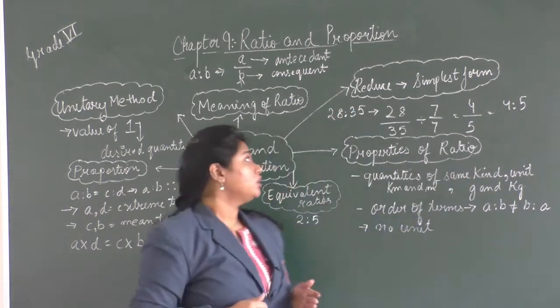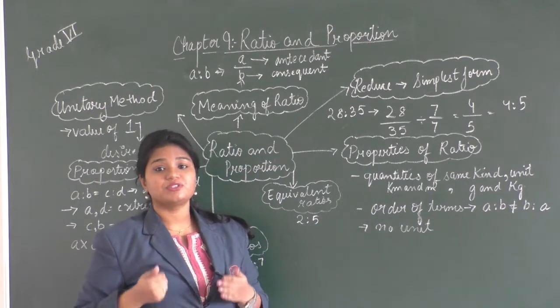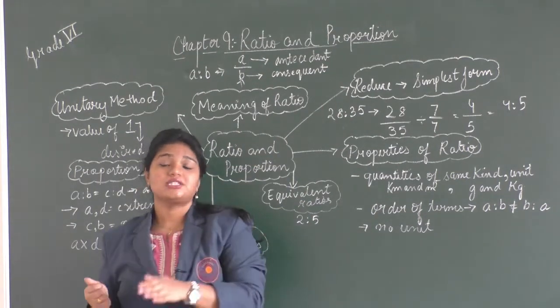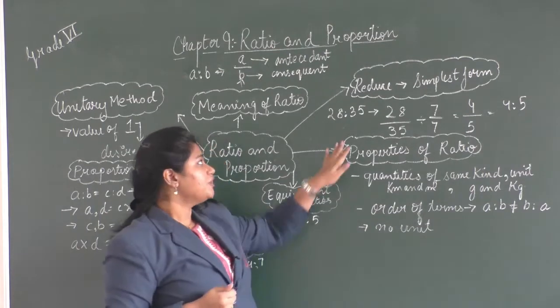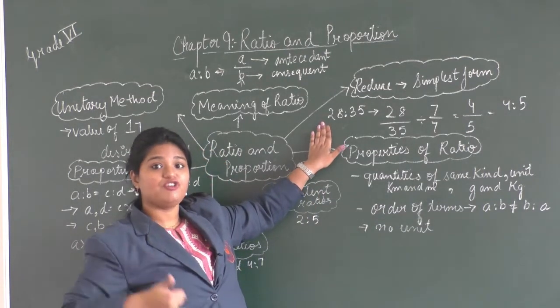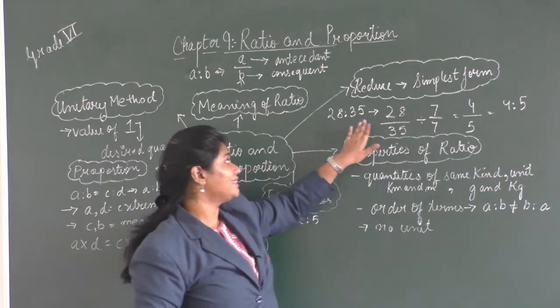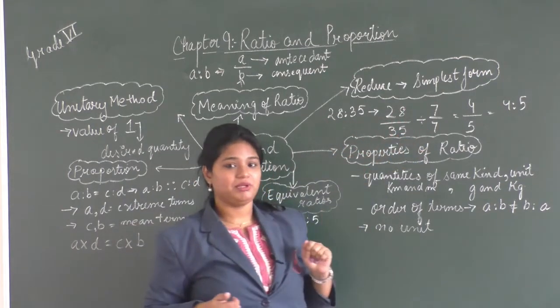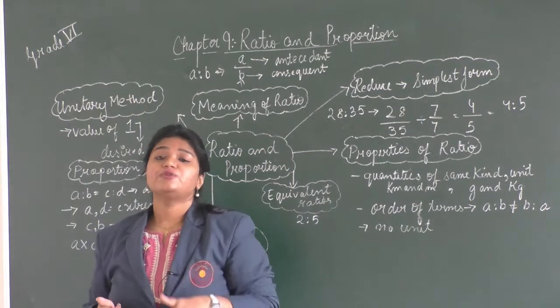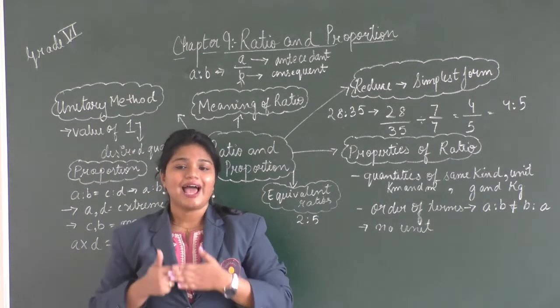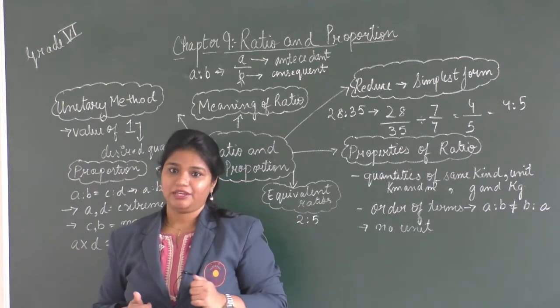Next we moved on to learn how to reduce a ratio to its simplest form. We used the concept of fractions here. First we write the ratio in the form of a fraction, so the first term becomes the numerator and the second term becomes the denominator. We learned how to reduce a fraction to its lowest form. We divide the numerator and the denominator by the HCF.